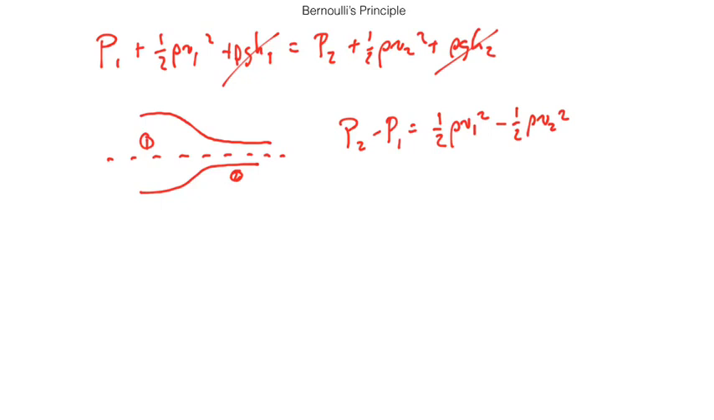Where is the faster moving fluid? On the top. Where's the slower moving fluid? On the bottom. Which way is the pressure going to be? Up.